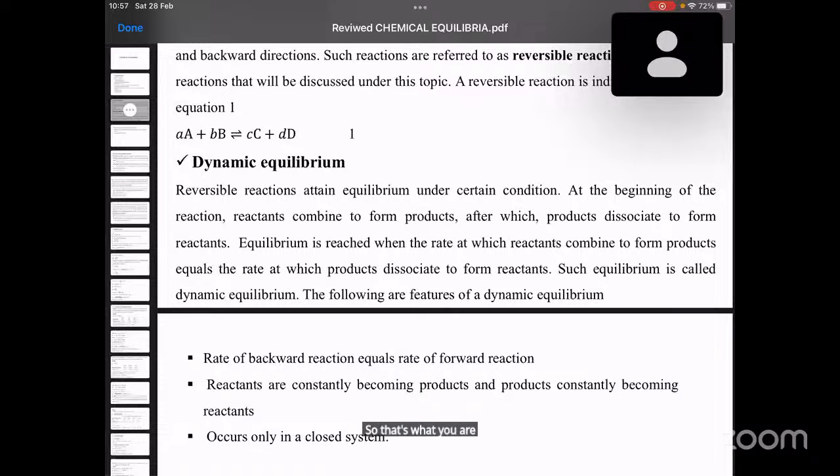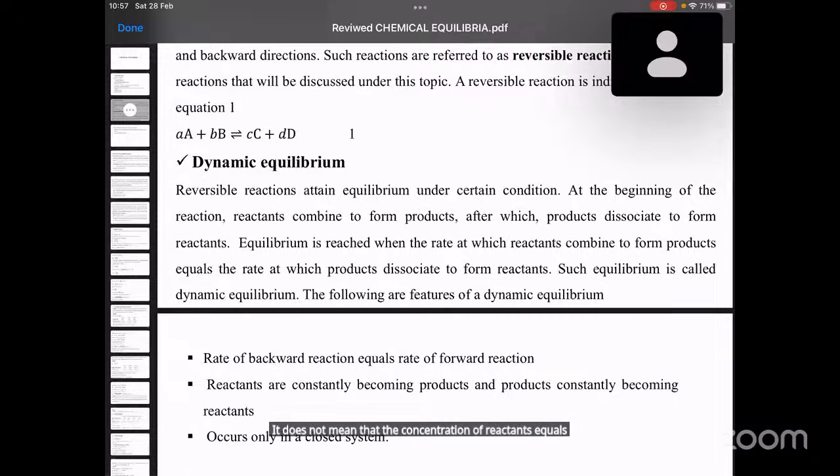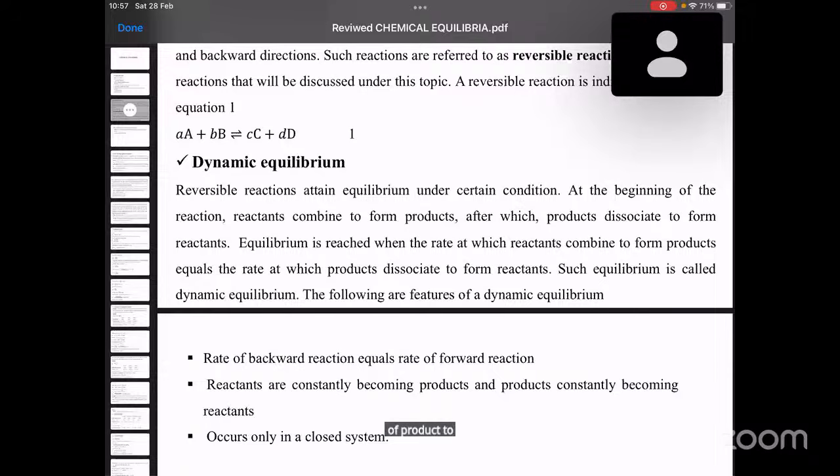Now, it does not mean that the concentration of the reactant equals the concentration of the product, because I realize that students always have this misconception. No, that's not what this is saying. It's just saying that the rates of conversion of reactant to product and product to reactant are equal.